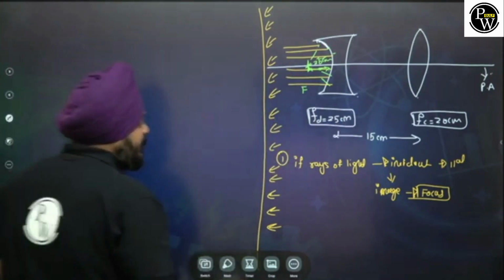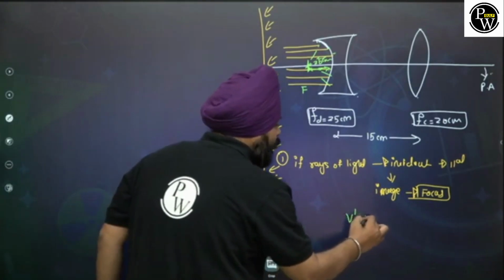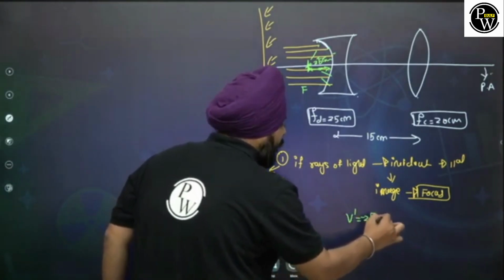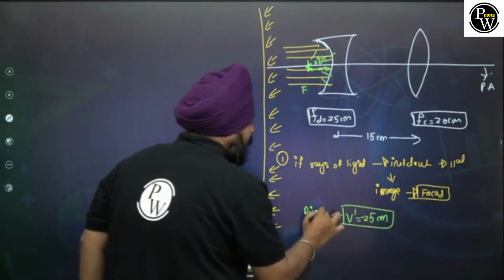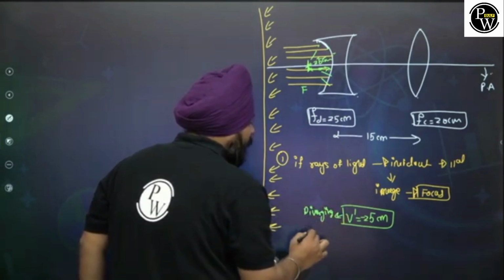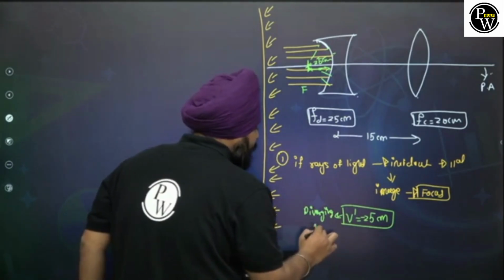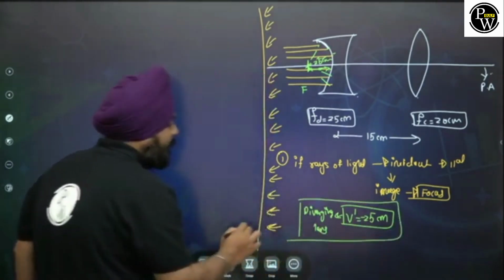right? So it means that the first image we got at negative 25 centimeter, right, with respect to the diverging lens. The first image we got as negative 25 centimeter with respect to the diverging lens. Yes or no? We got that.